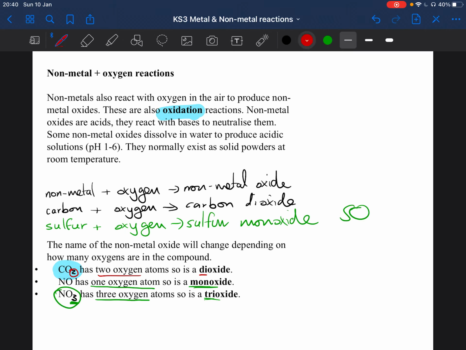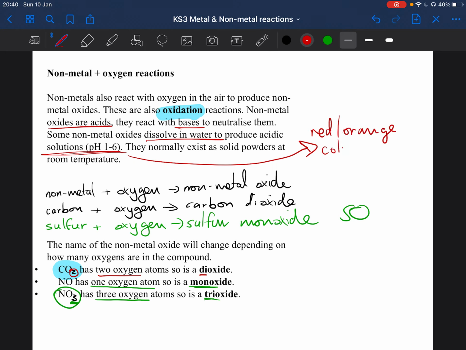If I go through again, just like we did before, our properties, our non-metal oxides are acids. That means that they will react with bases to neutralize them. They will become more acidic when you dissolve them in water. And if you dissolve them in water, they produce a solution that has a pH of 1 to 6. Now, if we talk about our universal indicator, this would be a red or orange colour if we had UI in there.